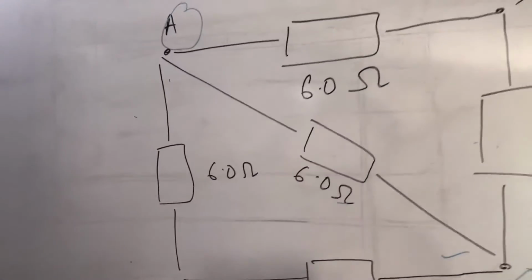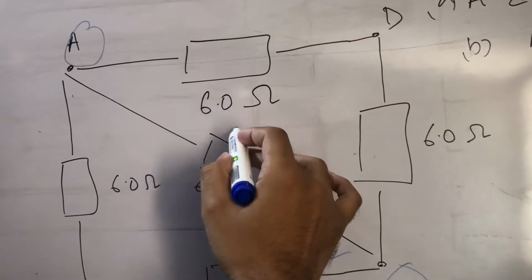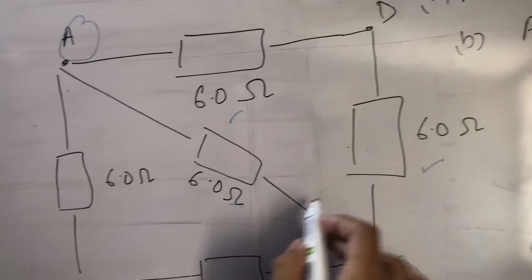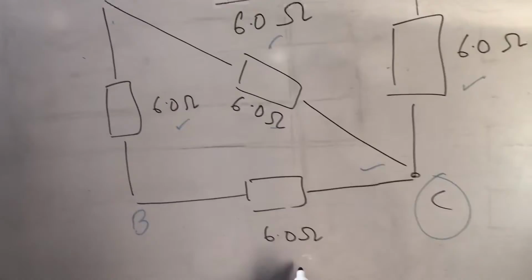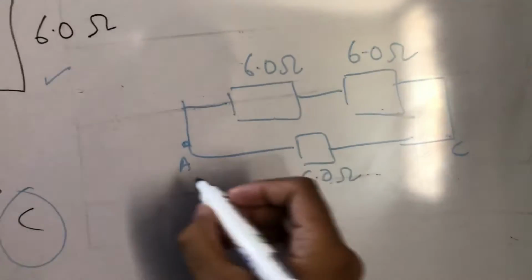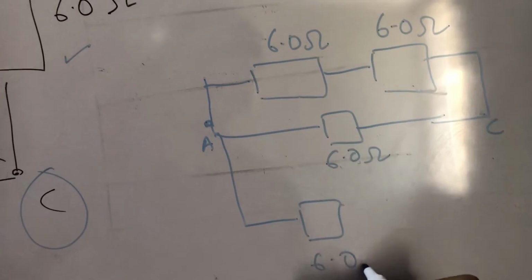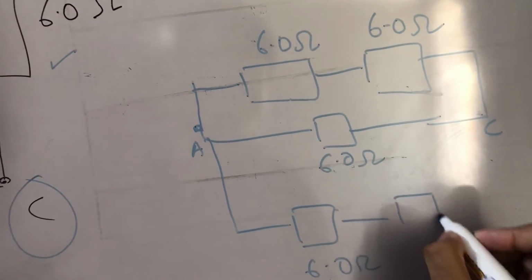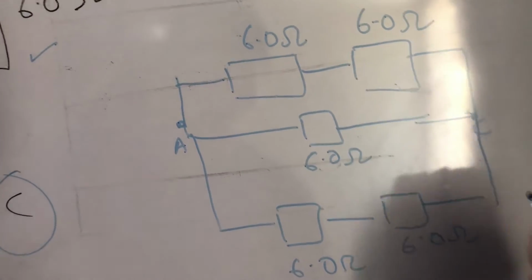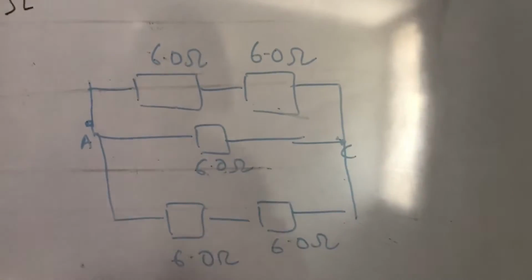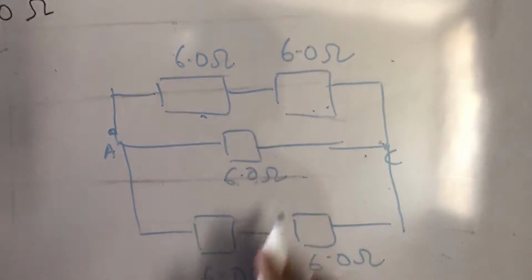Then there are two more ways possible. First is going from this to this. These two resistors are in series. Similarly, going from here till here, these two resistors are in series. So writing it down, now what do we have? We have these three in parallel. This is in series, this is in series.